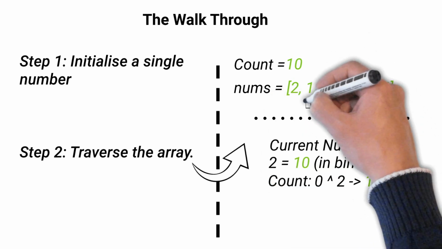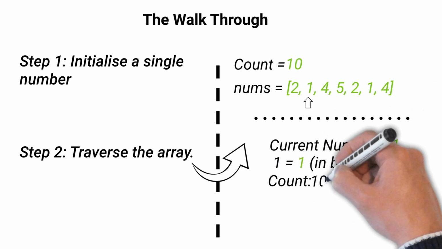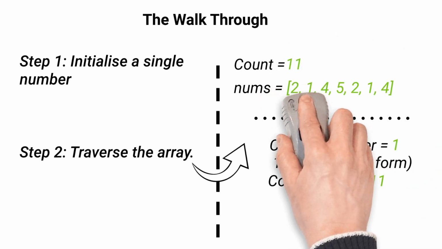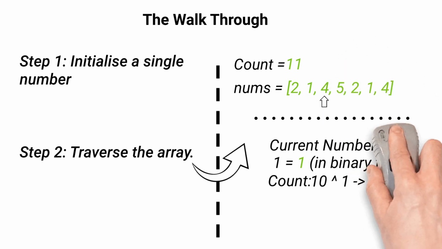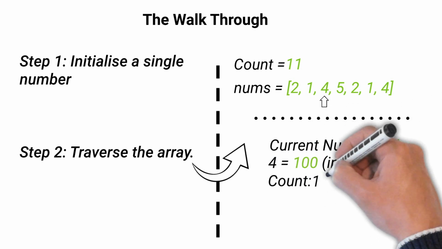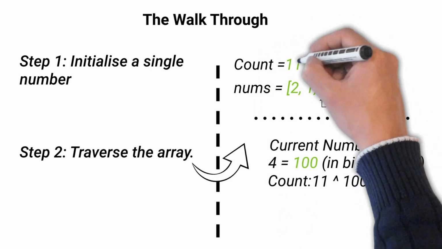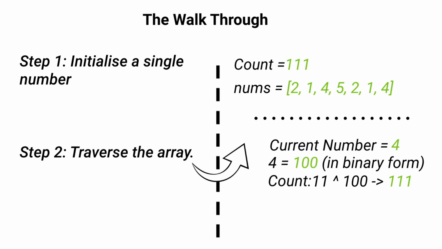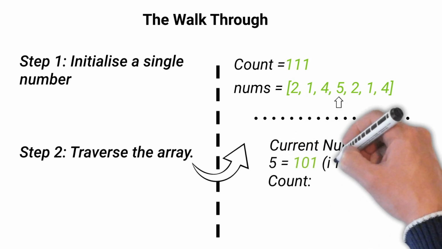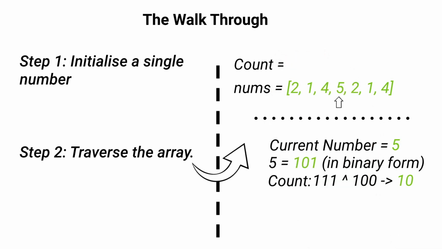Next, move the pointer across the array to 1. Set the current number equal to 1. 1 in binary is 1. So 10 XOR 1 is equal to 11. Update the pointer. Set the current number equal to 4. 4 in binary is 100. 11 XOR 100 is equal to 111. Move the pointer. Set the current number equal to 5. 5 in binary is 101. 111 XOR 101 is equal to 10.